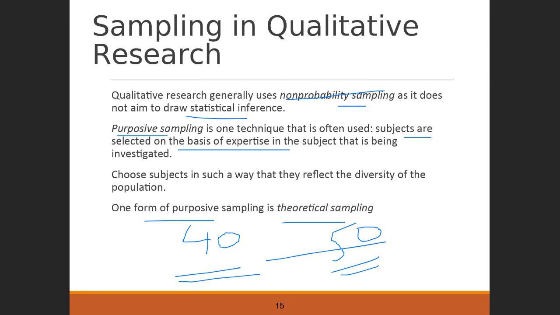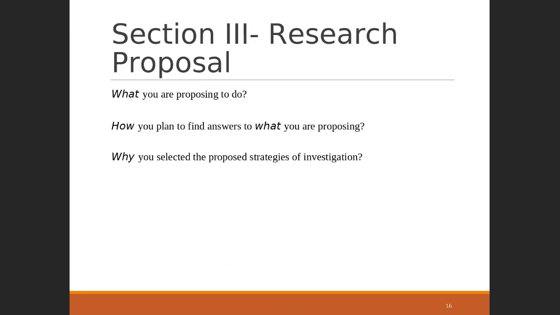Okay, so let me continue with our last section, which is about research proposal. A research proposal must tell you, your research supervisor and reviewers, the following three important informational characteristics about your study. First of all, what you are proposing to do. Secondly, how you plan to find answers to what you are proposing. And thirdly, why you selected the proposed strategies of investigation.